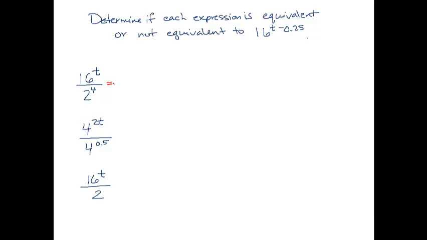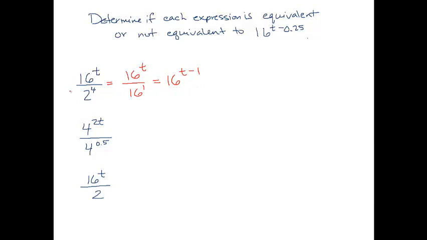So on this first one here, I noticed that we have a 2 to the 4th, right? I know that that's 16, which would mean that we have a 16 to the t over a 16 to the 1. Well, that's good to know because we had a rule that says that if we're dividing things that have a common base, I can subtract the exponent. So that's exactly what I'm going to do.